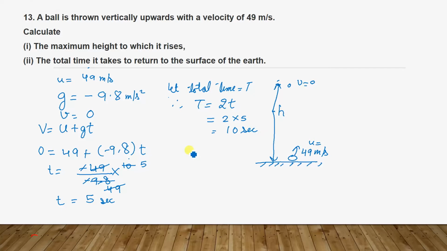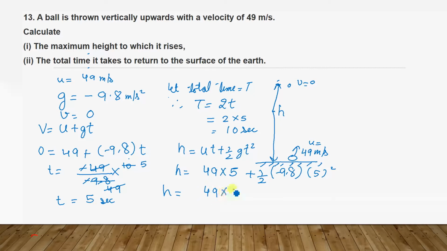अब हमने height भी निकालनी है. So for calculating the height, you can use the formula, using second equation, h equals ut plus half gt square, because we have to calculate the maximum height also. So let's solve it. H comes out to be, u was, yes, 49. T we have calculated, it is 5, plus half. As it moves up, we are going to take g negative, and t is again 5 square. T square is there. So H comes out to be 49 multiplied by 5.